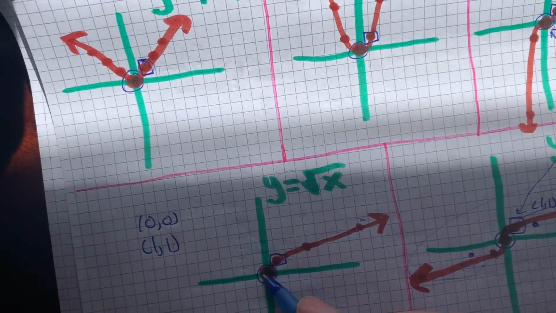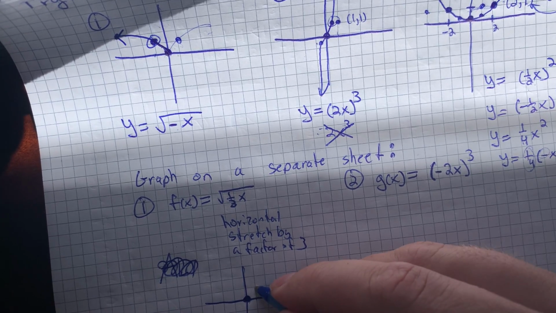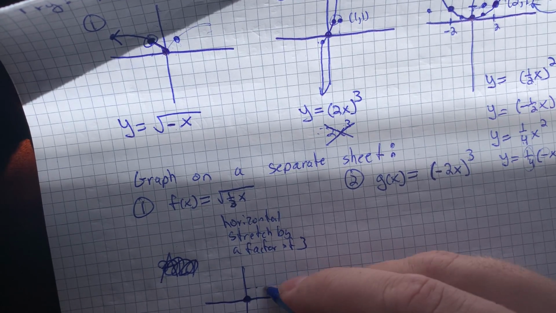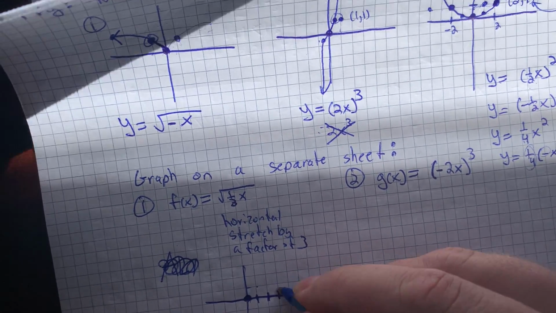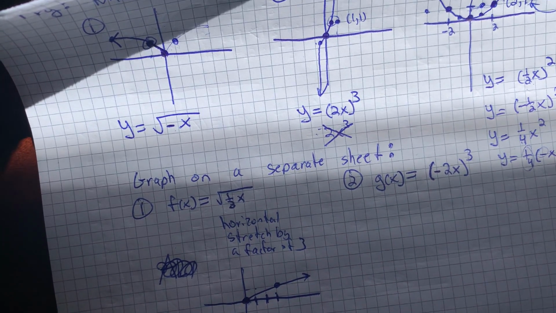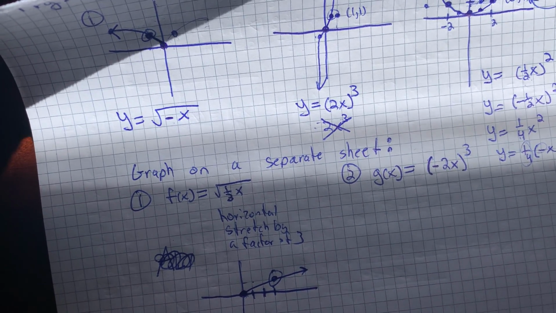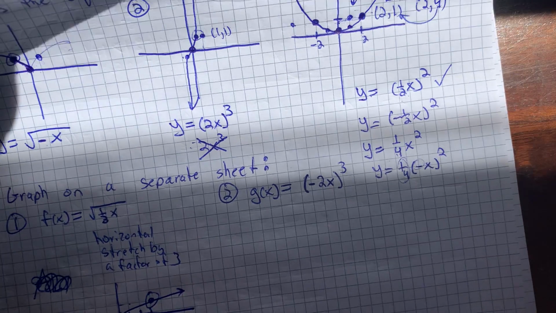So here's the square root parent function. 0, 0 is still going to be at 0, 0. But the point 1, 1 will happen 3 times further to the right. So it will happen when x is 3 and y is 1. So we end up with a square root graph that looks like this, okay, with a point at 3, 1. Horizontally stretched by a factor of 3 because of this 1/3 on the inside.